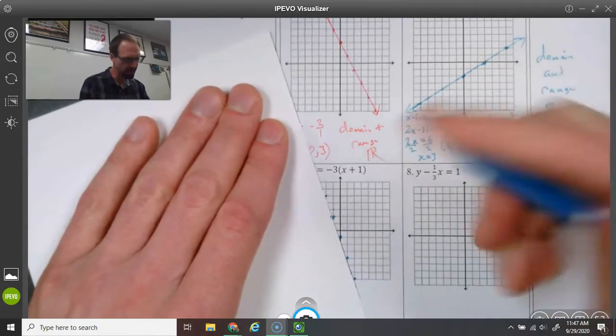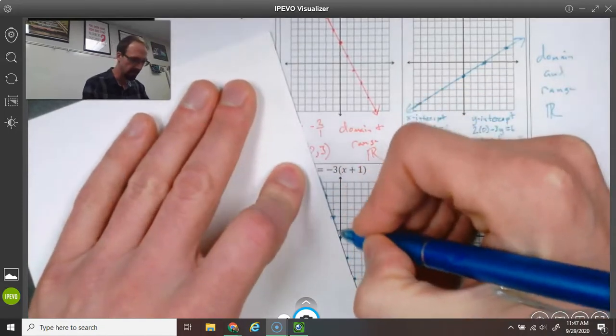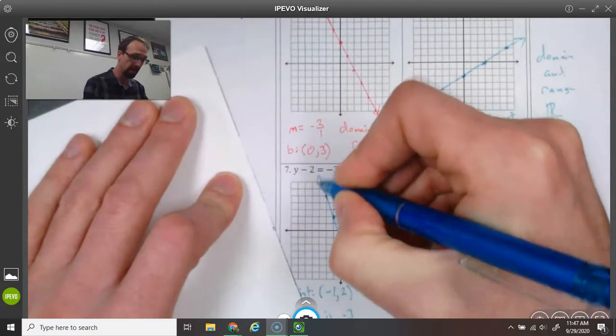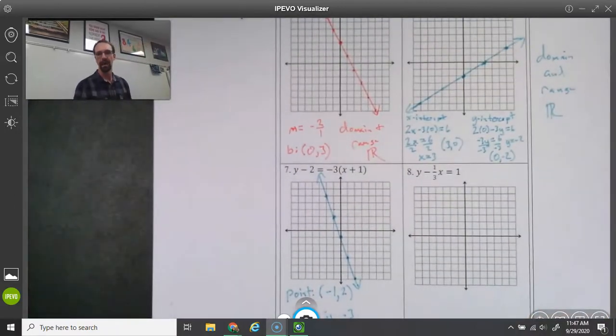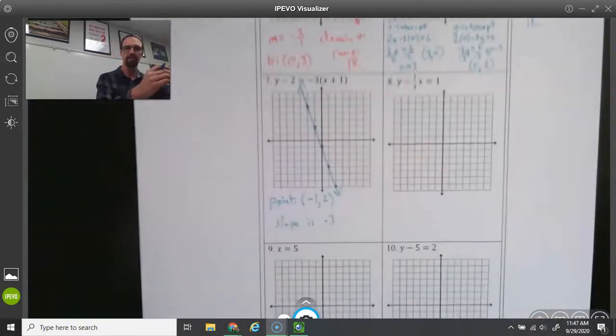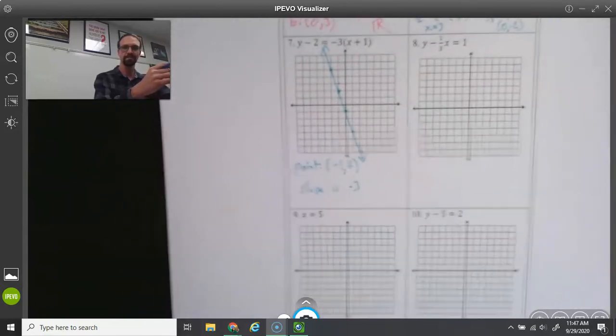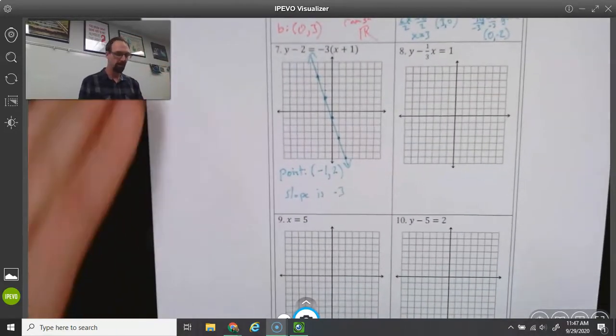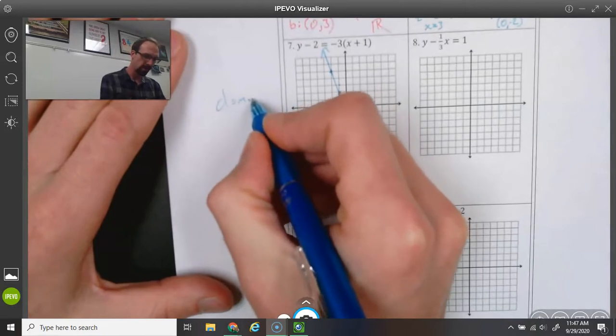One thing to note is that you only need 2 points to make a line for a graph. That's the minimum. However, you'll see me do more than that if possible, just because I want to make sure that it looks as clean as it possibly can. So there's work for that one. Again, domain and range are all real numbers.